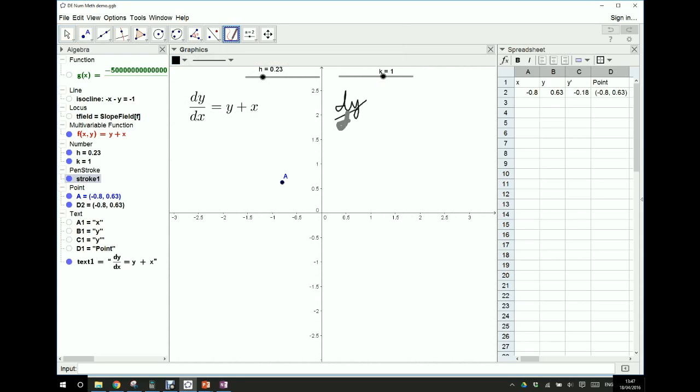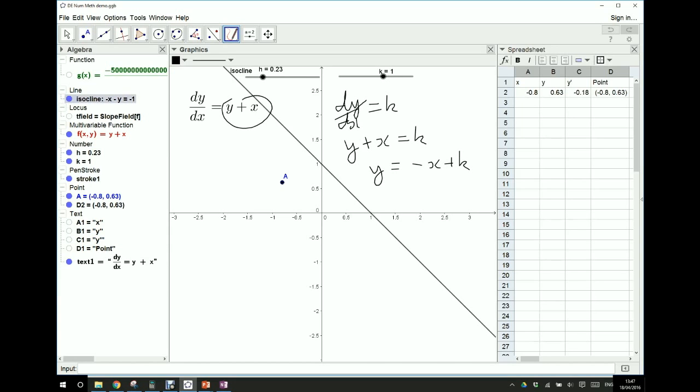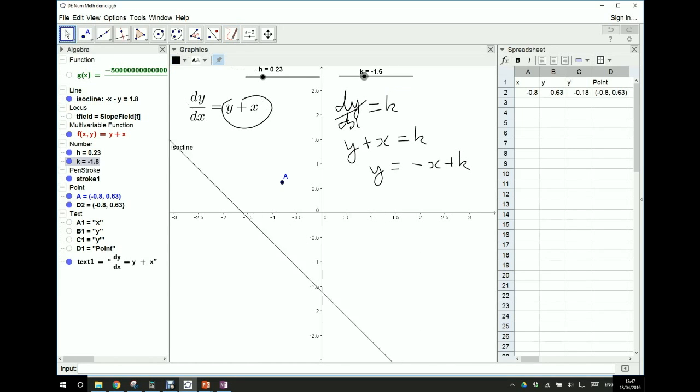dy by dx would have to be a constant, so you could always start with that sort of line, and then realise that dy by dx is the same as y plus x. So rewrite it as y plus x equals k. Turn that into something you recognise. In this case, it's going to be minus x plus k. And I think that's pretty straightforwardly a straight line with a gradient of minus 1 going through some y-intercept of k. And lo and behold, it is that. So all these are the isoclines.